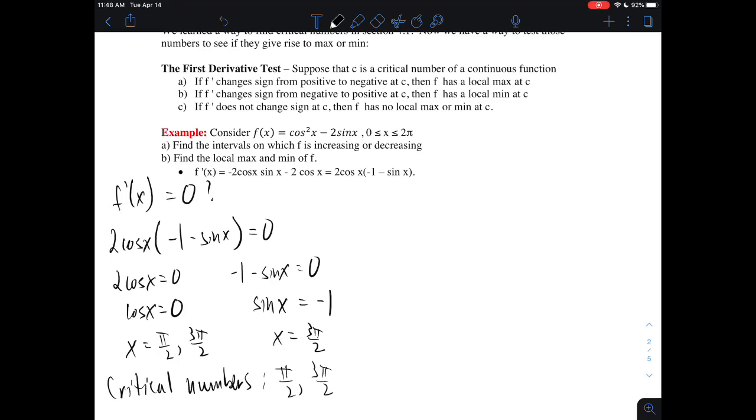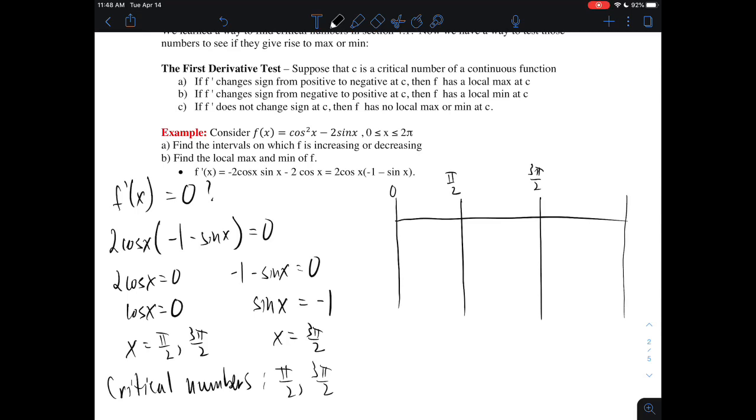So just like in the previous example, I'm going to set up a chart where I've split up the real numbers using my critical numbers. This is what we were doing in that previous example. So I have pi over 2 and 3 pi over 2. And we also can split this up by just remembering that our interval originally just went from 0 to 2 pi. So I'm really just focused here.